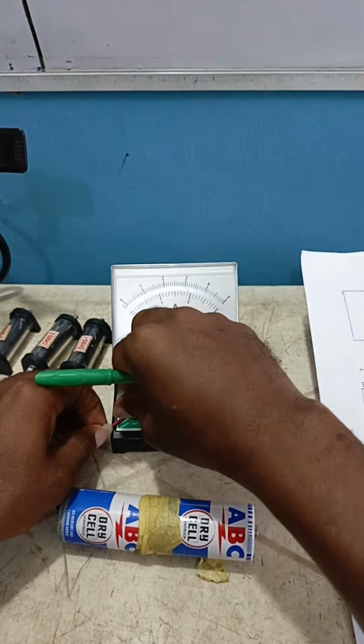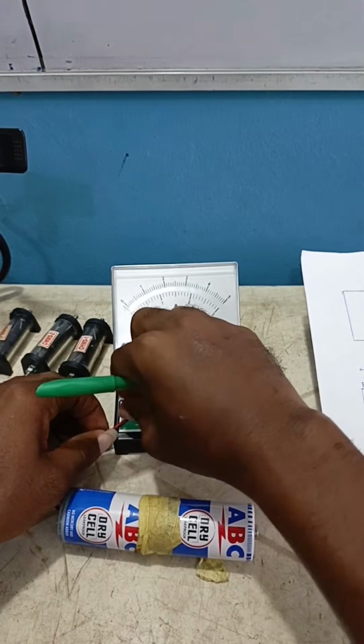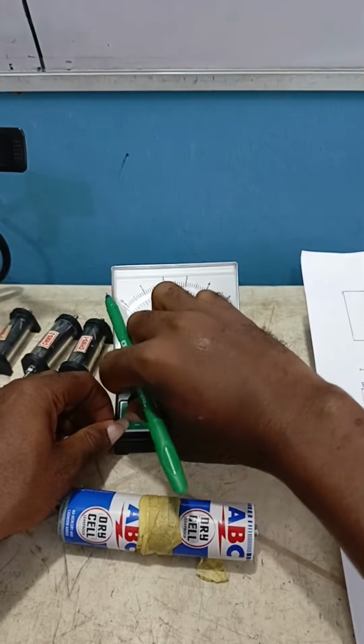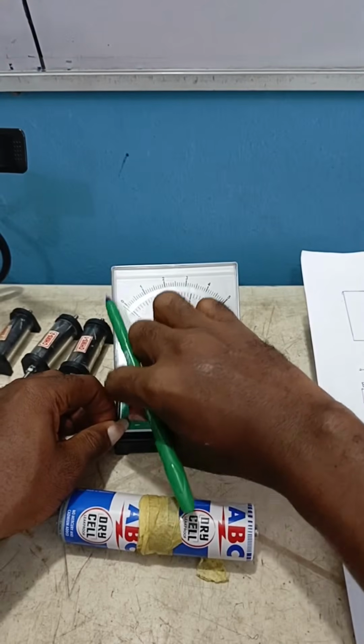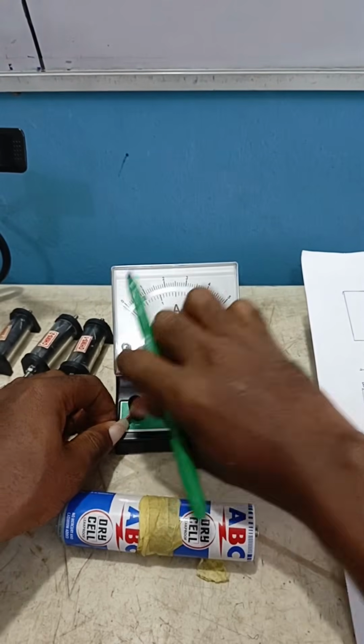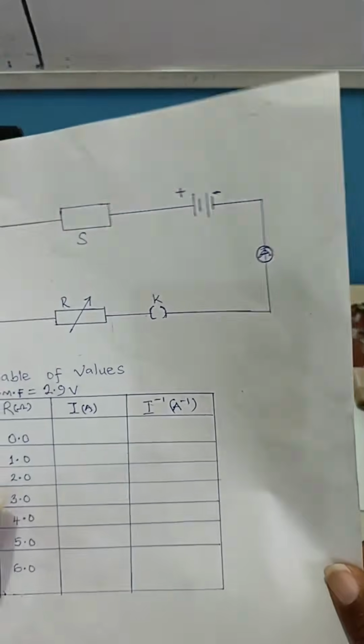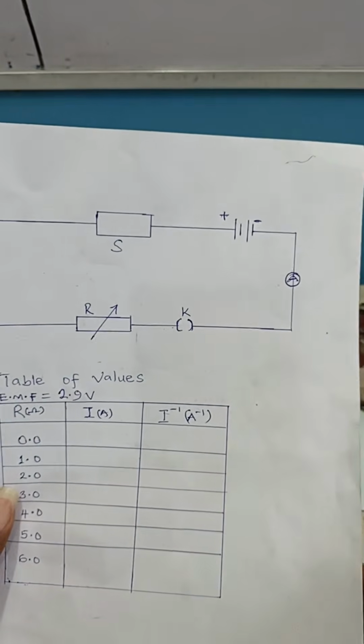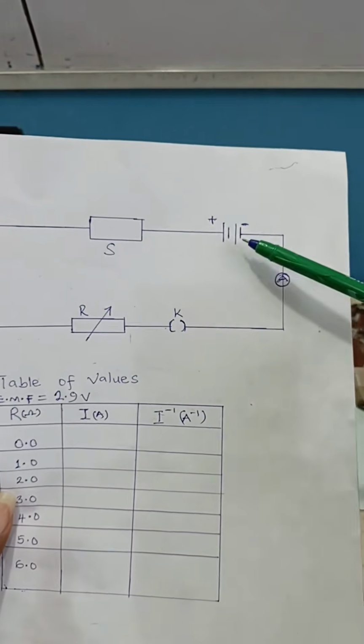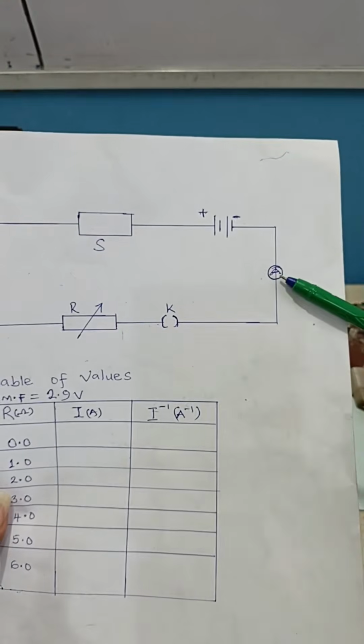And then I will screw. I'm screwing now. Remember the connection, negative to negative. In the circuit, there are only 2 components that have defined terminals. One of the components is the battery. The other is the ammeter.